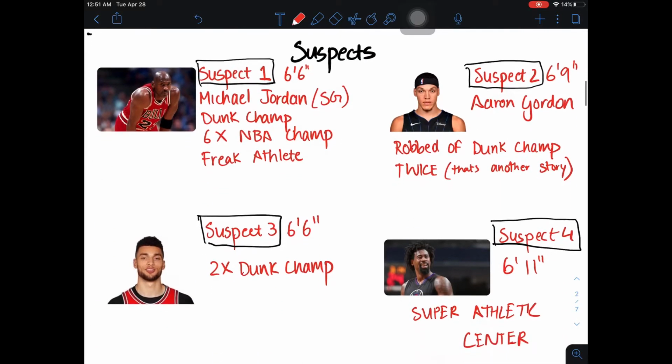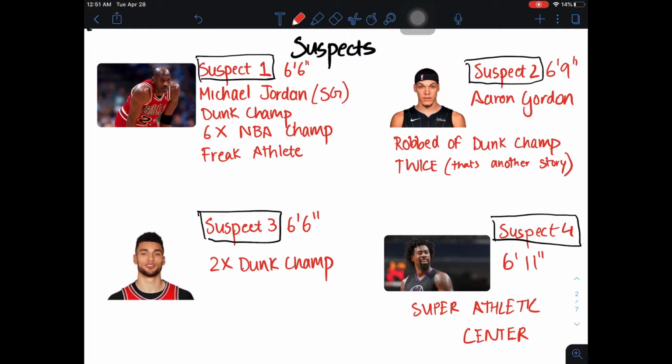Suspect number 1, 6'6" Michael Jordan, one-time dunk champ, 6-time NBA champ, and a freak athlete. Suspect 2, 6'9", Aaron Gordon, robbed of dunk champ twice. That's another story, though. Suspect 3, 6'6", 2-time dunk champ. Suspect 4, 6'11", super athletic center.